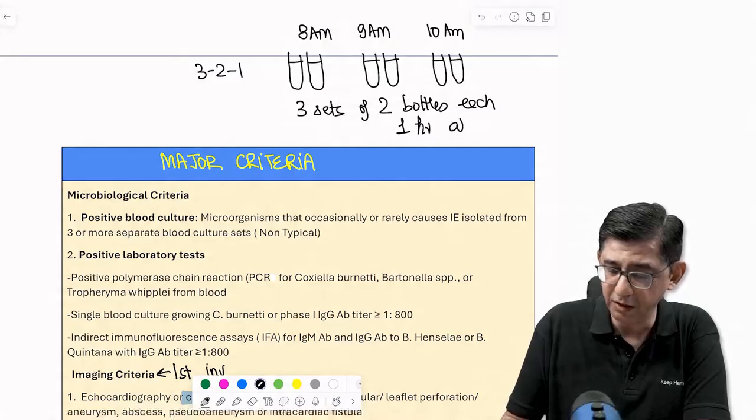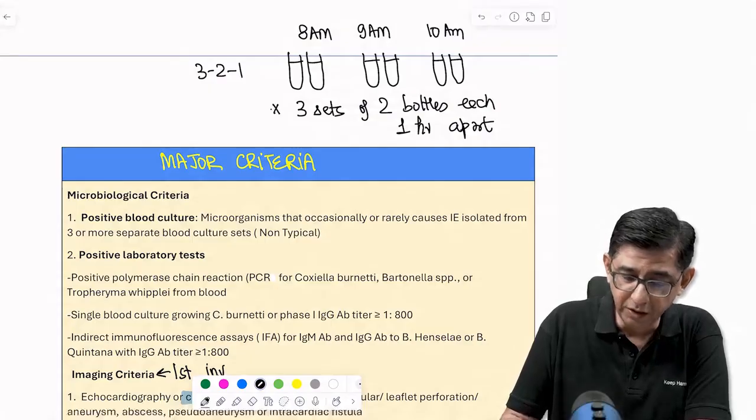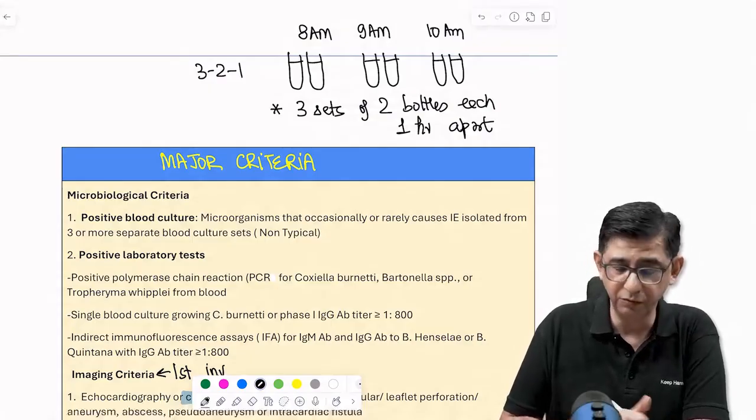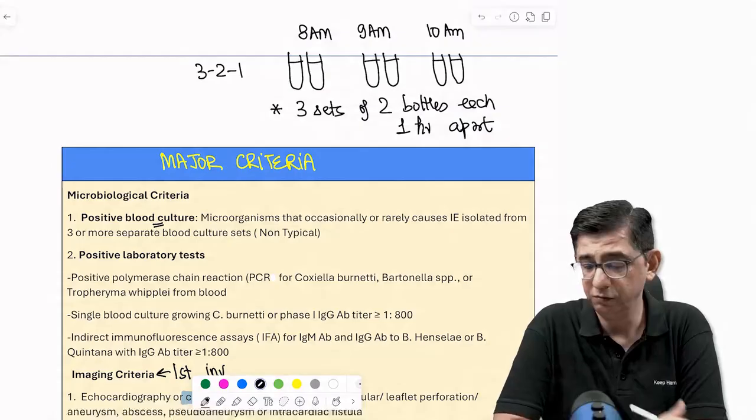These are the traditional guidelines which have been taught for the last 30 years. For the last 30 years, the traditional data has been how you draw blood culture for patients of infective endocarditis. It is 3 sets of 2 bottles each, 1 hour apart.